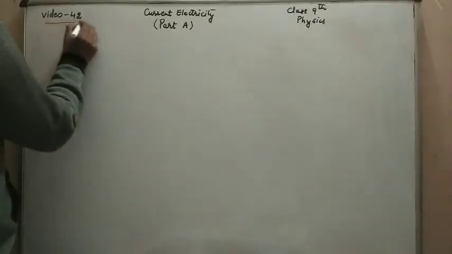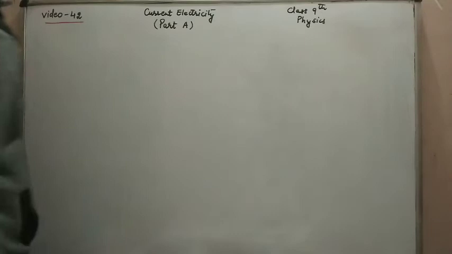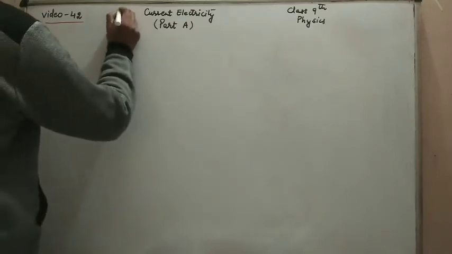Hello students, this is video number 42 of chapter Current Electricity part A, class 9 for subject physics. This is chapter number 9.